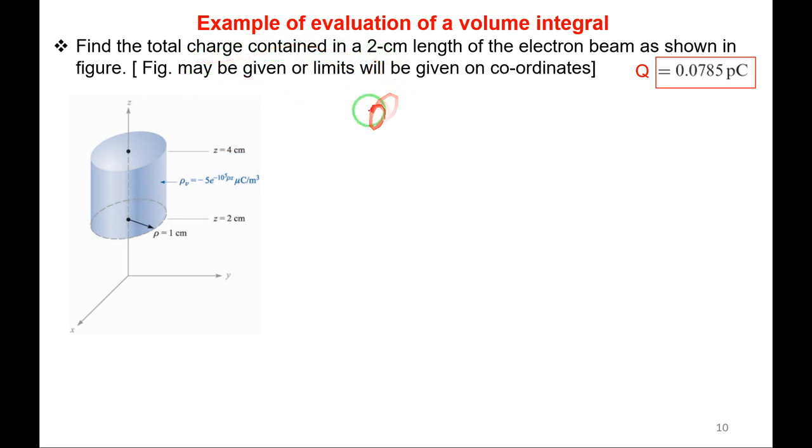I will solve this problem, but meanwhile you try it. Find the total charge content in the 2 cm length of electron beam as shown in the figure. Find out the total charge they have asked, right? In volume charge density, you have seen the volume integral of rho v into dV. You can make use of this formula and find it.